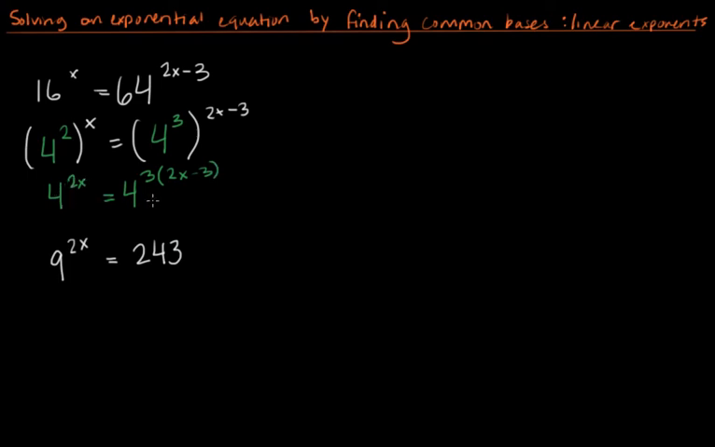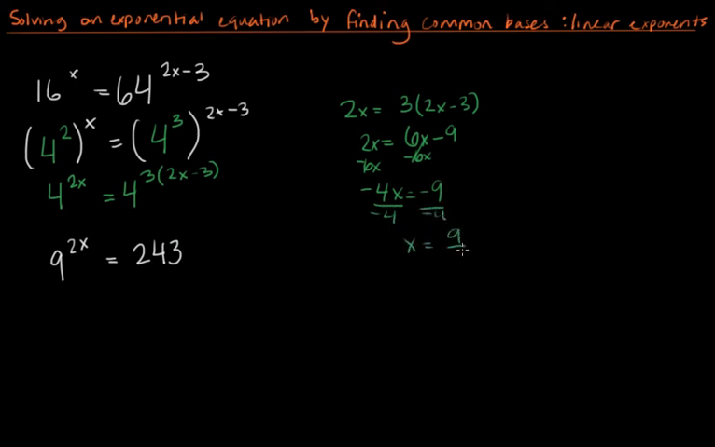Okay, so now we have equal bases, so we can set the exponents equal to each other. So 2x equals 3 times 2x minus 3. So now we can use the distributive property and get 6x minus 9 equals 2x. And then over here we can take away 6x from both sides, and we get negative 4x equals negative 9. So dividing both sides by negative 4, we get x equals 9/4. And that is our final answer.